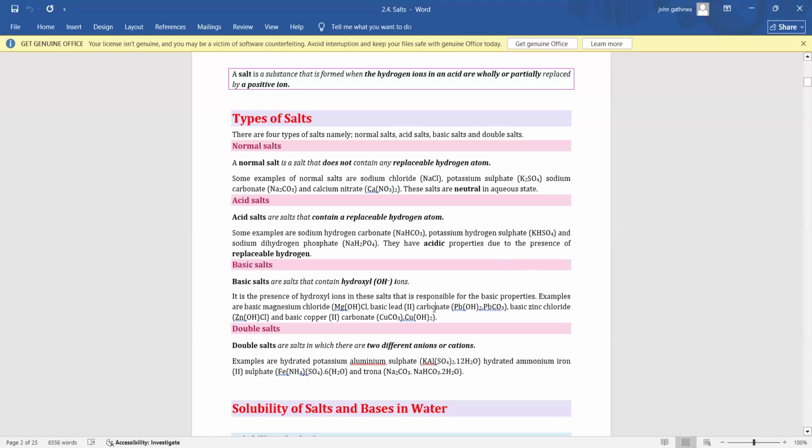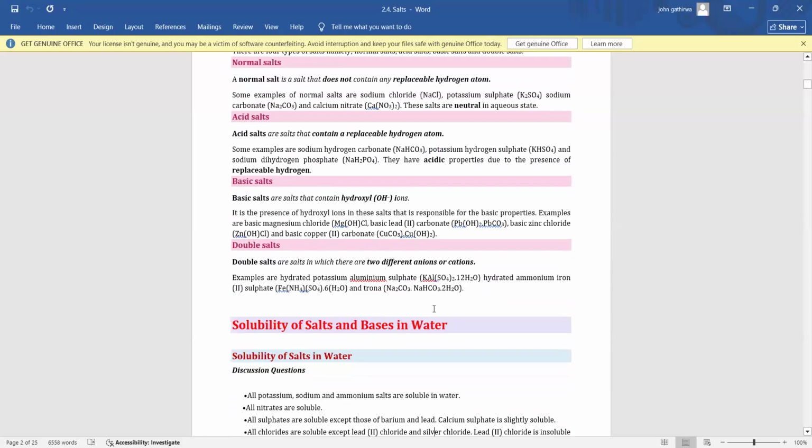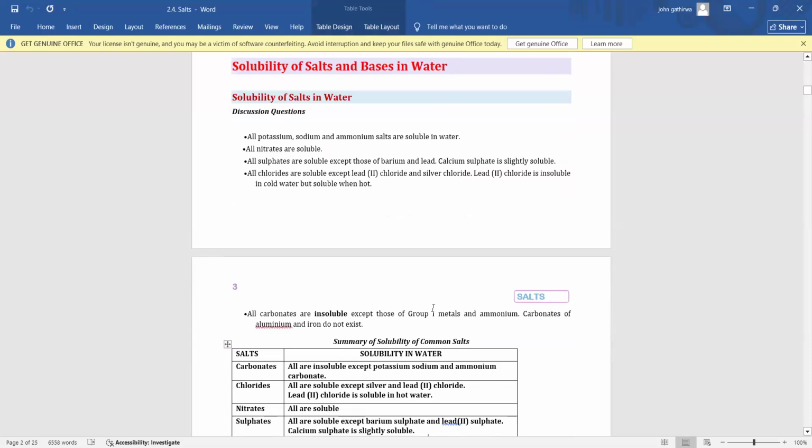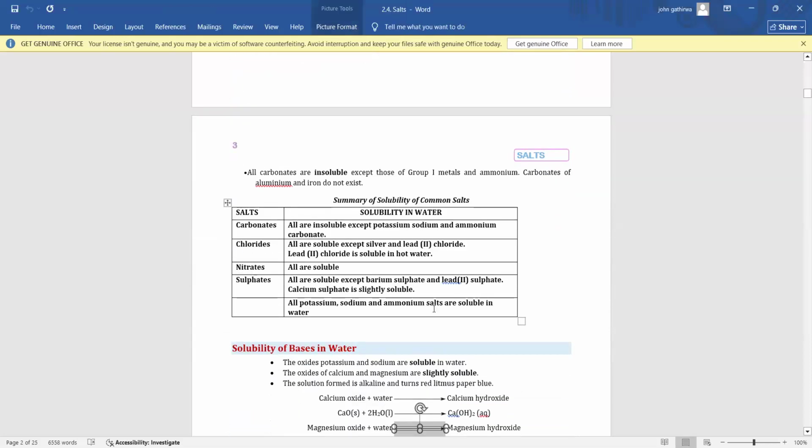What about we go to solubility of bases? People to give me examples of bases. We start by highlighting examples of bases. I think our chat is working now, so you can write down the examples of bases. Give examples of bases.